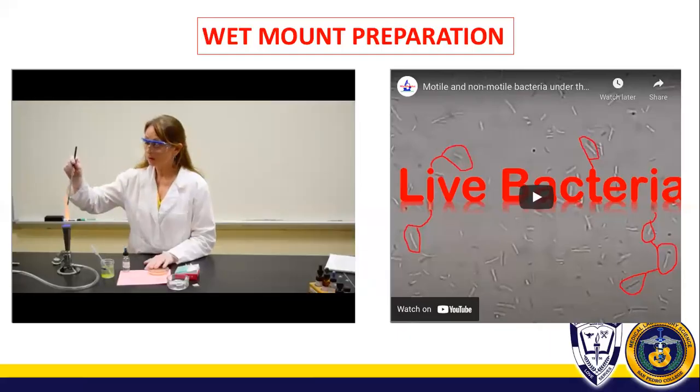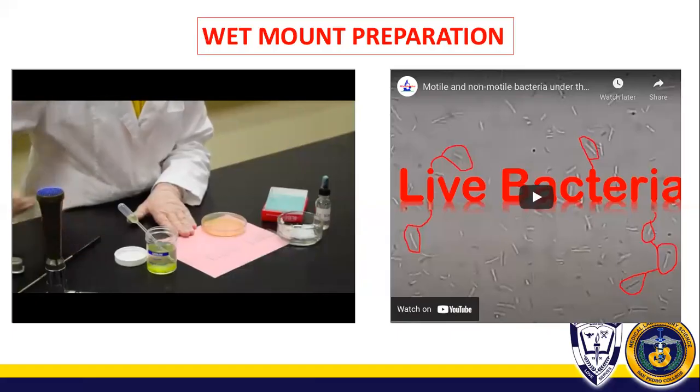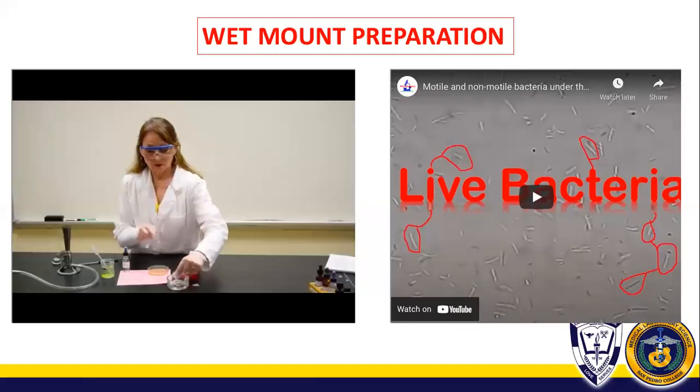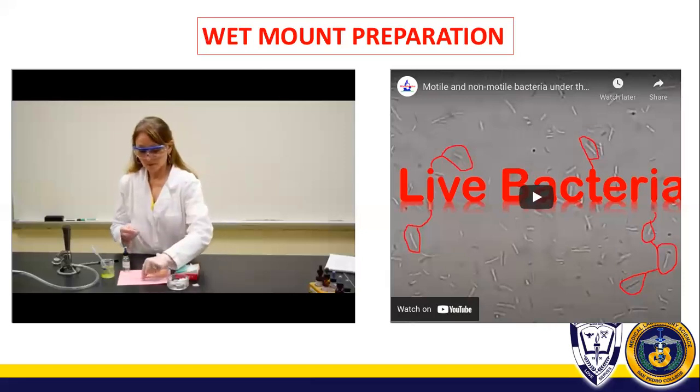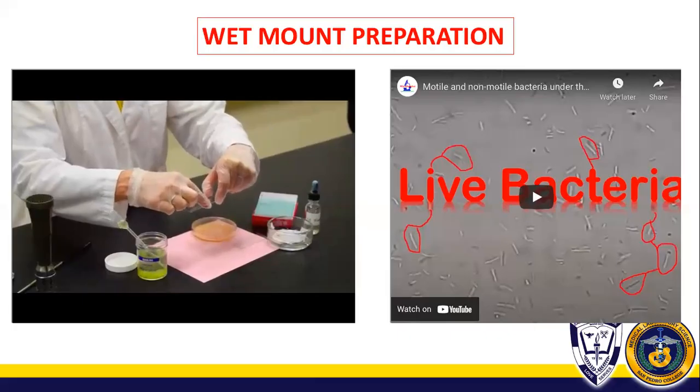Sterilize the loop before you put it on the bench and turn off the Bunsen burner. Take a cover slip, hold it at a 45-degree angle, and gently drop it on the sample.